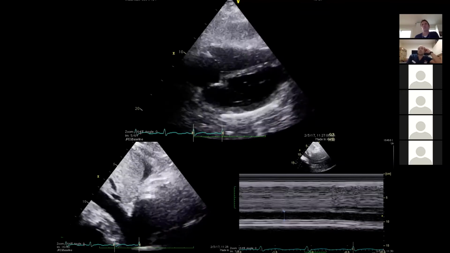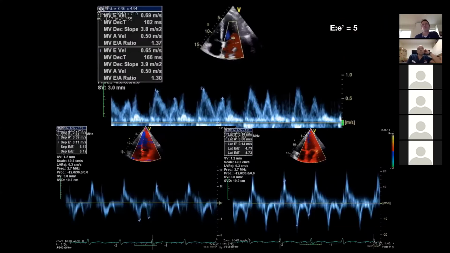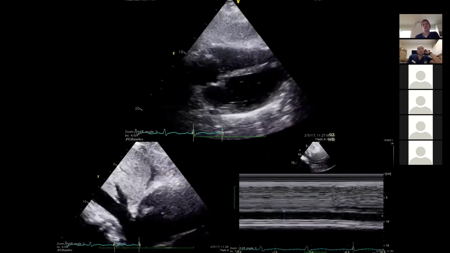Is the patient ventilated? Yeah. So the patient, I'll just go back. The patient is sick as a dog. The patient is on lots of noradrenaline and milrinone, still got poor capillary refill, so in shock. And ventilated pretty aggressively. So in SIMV, not breathing spontaneously, presumably.